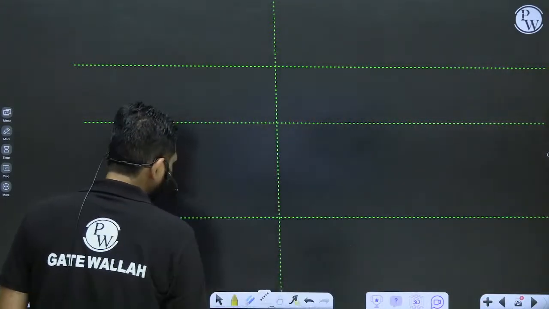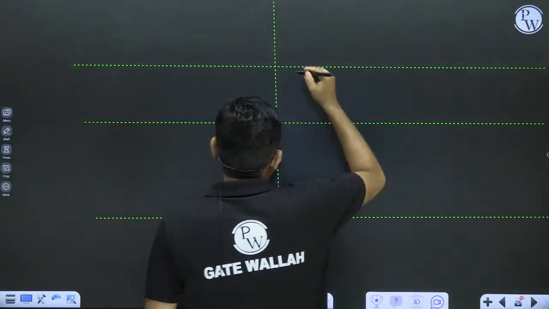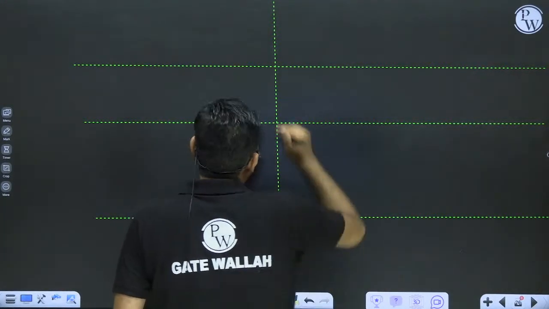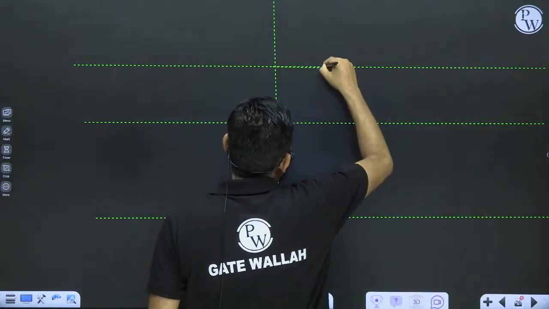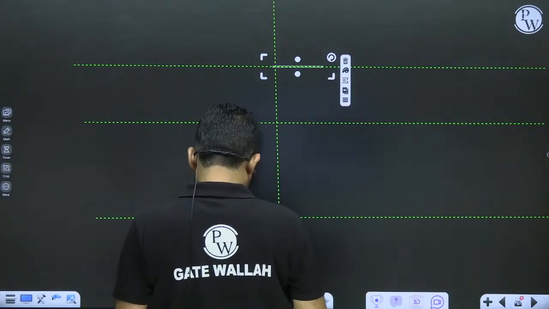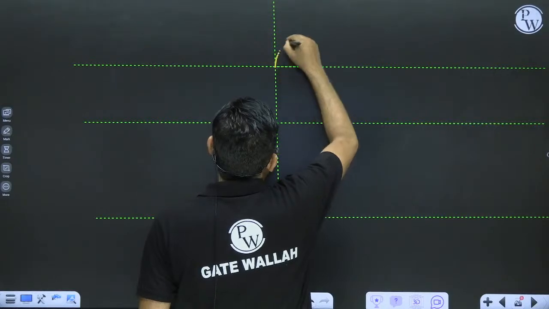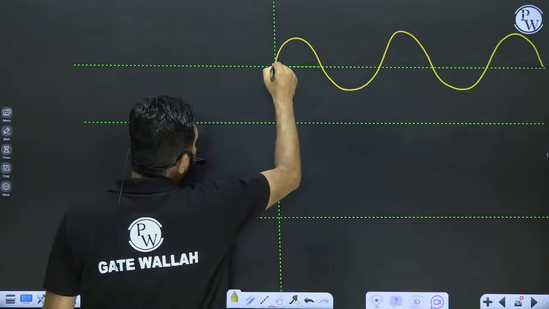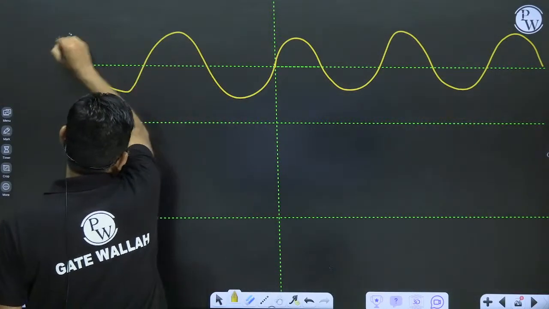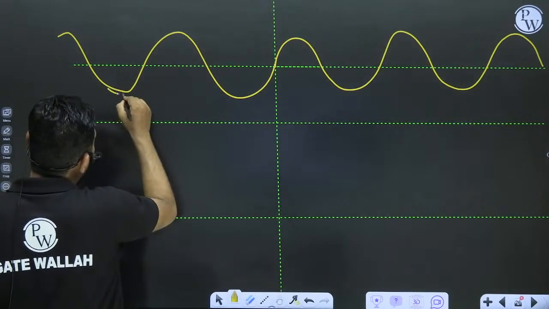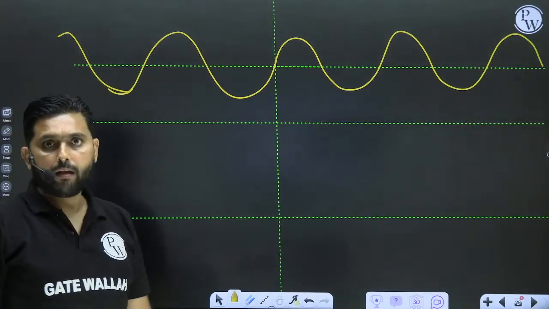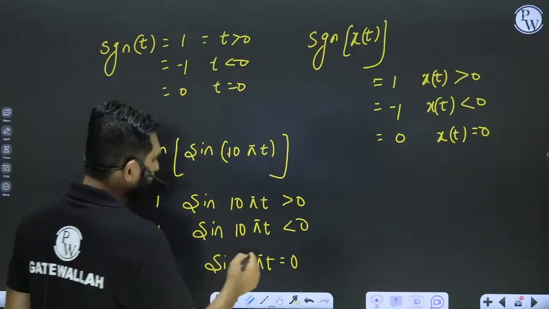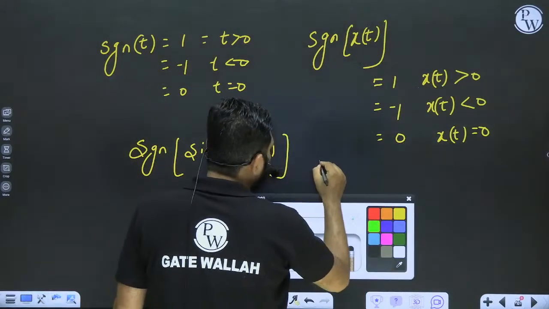Now see, this is the sine function. The sine function can be plotted like this. And what is the time period? The time period can be easily found. See, omega is 10 pi.